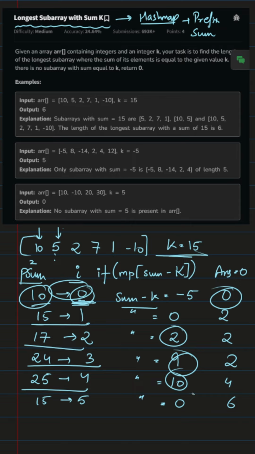So now to find this, we'll directly do the current index minus map of this number. So current index minus map of this number, which is 0. So i is at 4 right now. 4 minus 0 is equal to 4. Hence that is the answer. So guys, that is the approach behind this question.